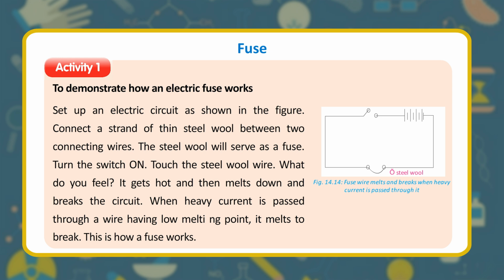Turn the switch on. Touch the steel wool wire. What do you feel? It gets hot and then melts down and breaks the circuit. When heavy current is passed through a wire having a low melting point, it melts and breaks. This is how a fuse works. Steel wool.